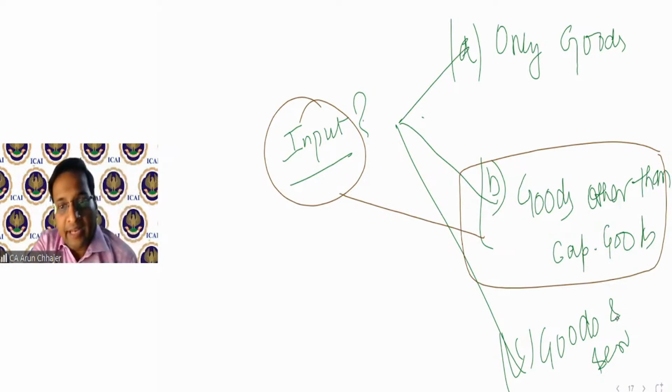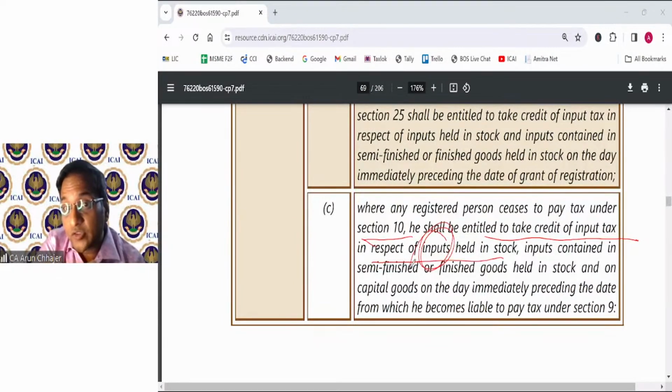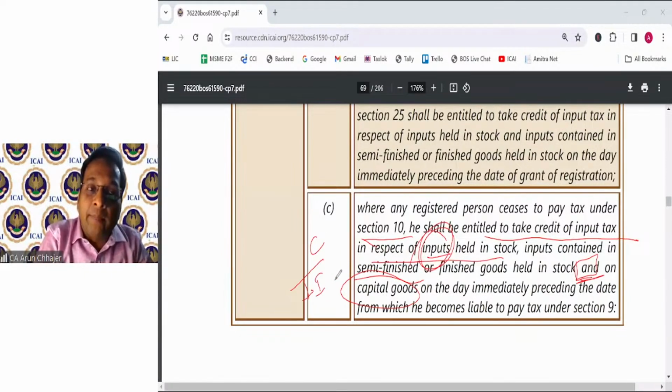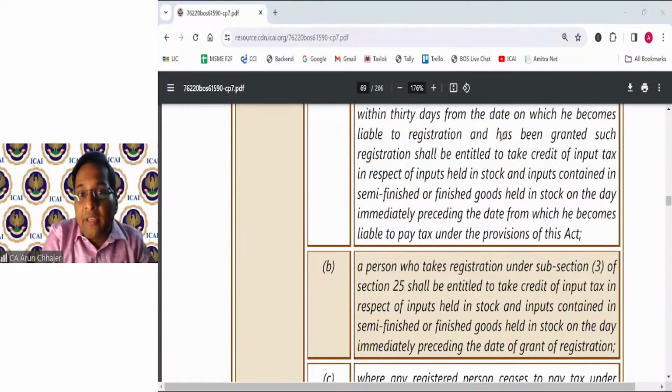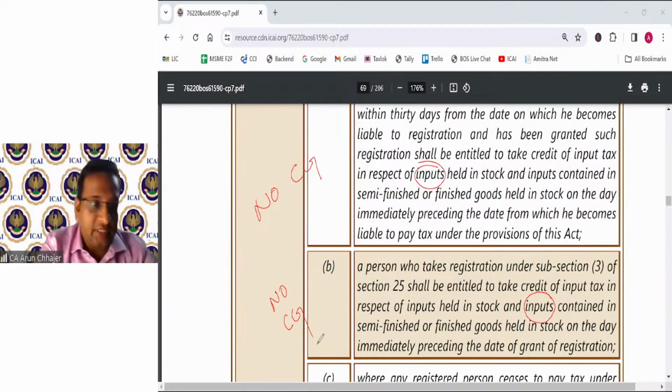Okay. So, where any registered person ceases to pay the tax under section 10, he shall be entitled to take the credit in respect of input. In respect of input, it means they are not talking about capital goods. Further, they are saying input can be raw material, WIP, or finished goods, but it should be stock. Here, they have added the capital goods. It means in clause C, you are entitled to take the ITC of input and capital goods. But in clause A and clause B, kindly underline the word. They have only given the word input. It means no capital goods. Okay?